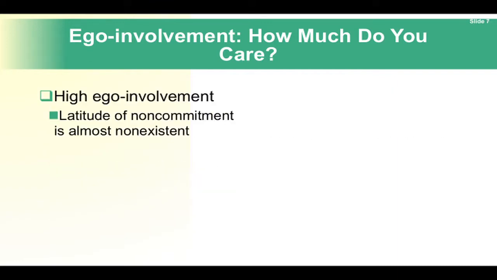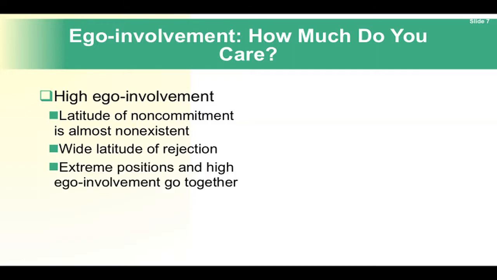With high ego involvement, the latitude of non-commitment is almost non-existent. There's a wide latitude of rejection. Extreme positions and higher ego involvement go together.